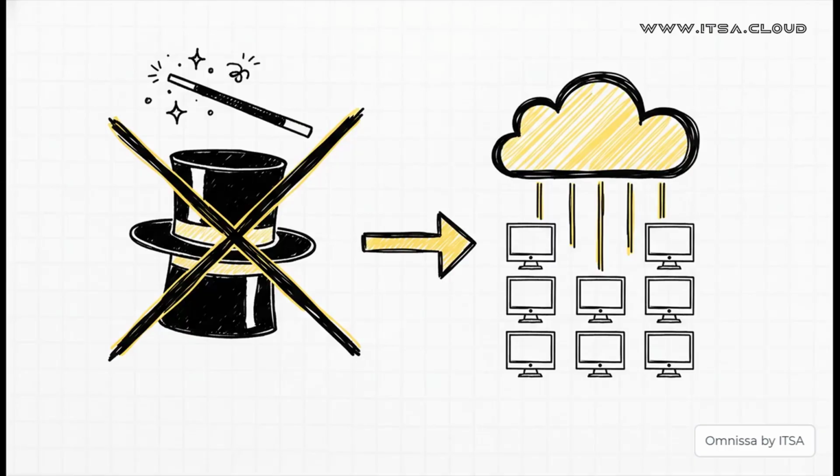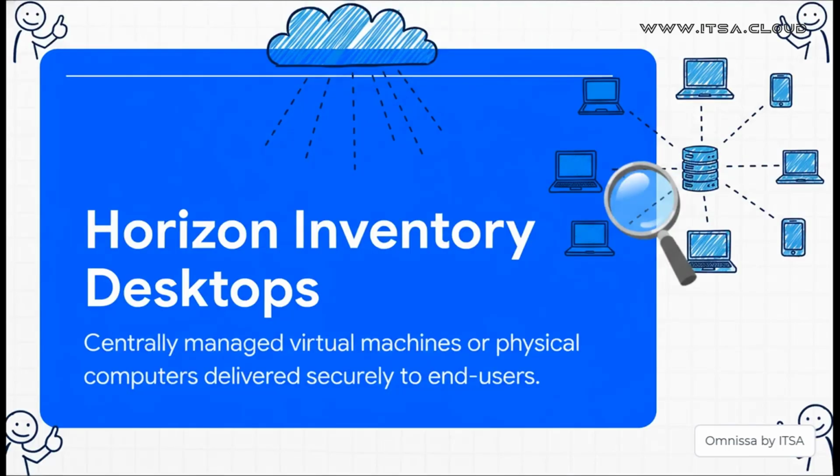It's all about shifting your thinking from physical machines to digital ones. Instead of trying to manage thousands of individual laptops, companies create this central inventory of virtual computers that can be delivered to any employee anywhere, basically on demand. And that brings us to the core concept here, inventory desktops. In the world of Omnissa Horizon, this just means a collection of computers, they could be virtual or even physical, that are all managed from one single central place and then delivered securely to whoever needs them. That central management piece, that is the key to absolutely everything.